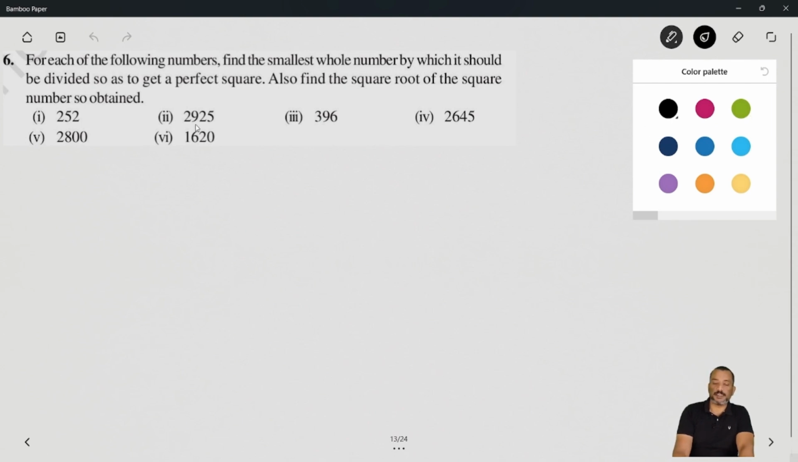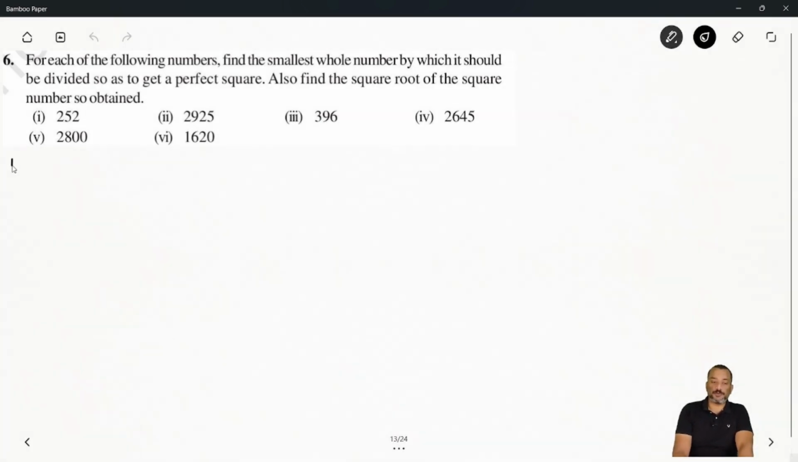Question number 2 is 2925. First we will do the prime factorization of this number. It is a multiple of 3, so divide by 3. We get 975. Again go with 3, so we get 325. Now try with 5. You will get 65.